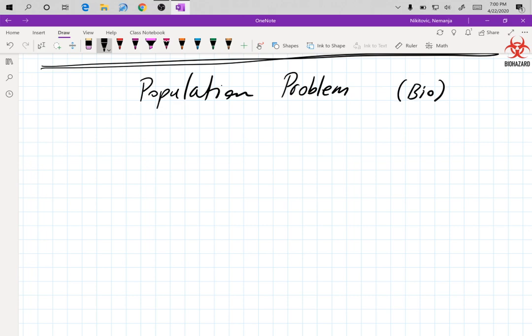So we had our finances first. Now we're going to talk bio. Remember, we still have engineering, we have environmental sciences, we have the medical field, we have all of these fields, the history and anthropology, archaeology, all of that stuff is going to be in these lectures. We just need to get there. So, population problem.